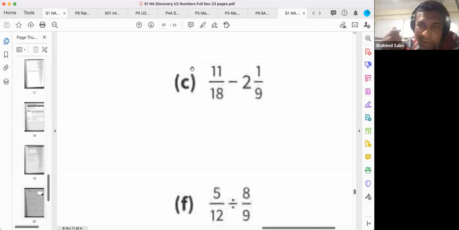The clue is take bigger number minus smaller number. Then the sign follows the bigger number. You can change this to 18. Bigger number minus smaller number. Then the sign follows the bigger number. That we say half. So fast.